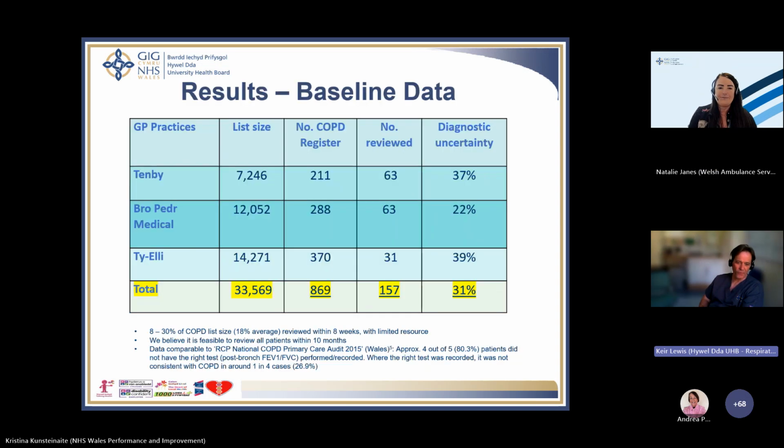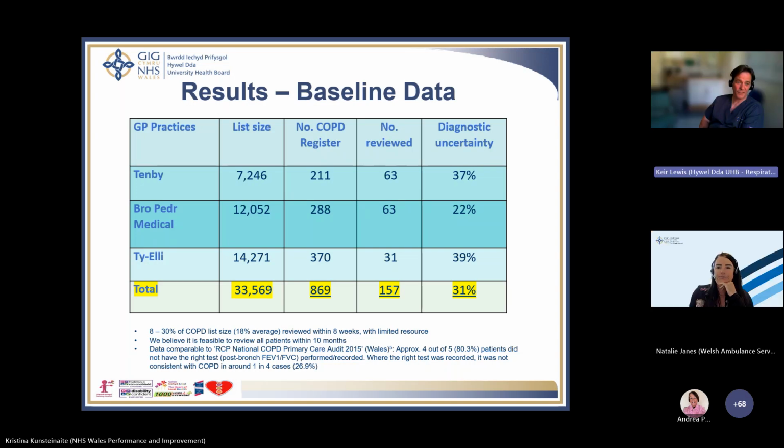So of the 157, a couple of things here. We managed to get 157 done in just 2 weeks. So we would have completed the whole COPD register of 869 within 10 to 12 weeks. It's feasible. We can go through a lot of people very quickly using this template. So a big proportion. By 31% diagnostic uncertainty, it means they were on the COPD database, but their lung function wasn't consistent with COPD. It was just incorrect somewhere.